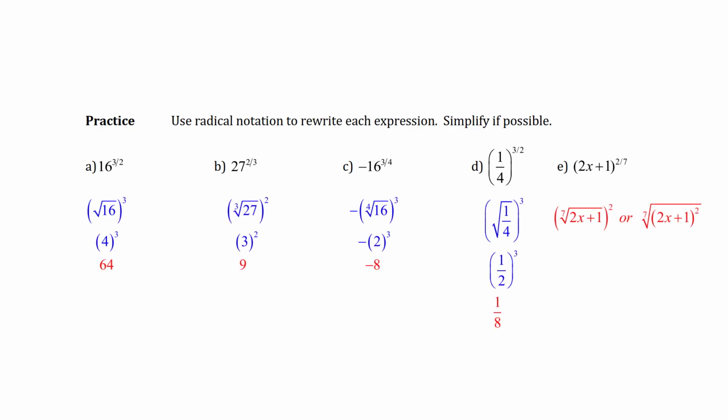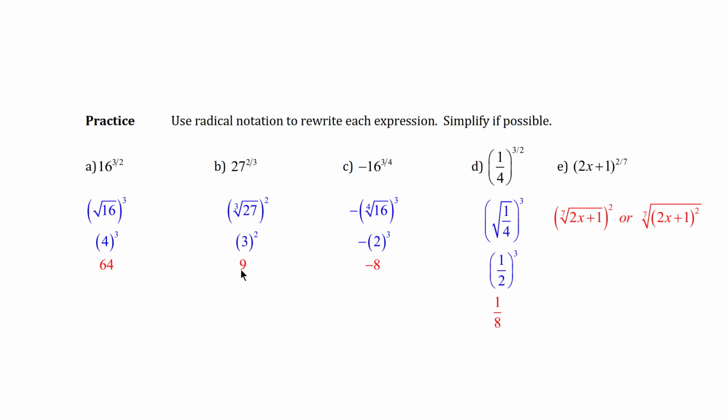Alright, so let's get started with part A. We could rewrite this in radical notation as parentheses, square root of 16, and then a cube on the parentheses. Taking the square root of 16, we get 4. 4 cubed is 64. For part B, we could rewrite this as parentheses, cube root of 27, and then a square on the parentheses. We could take the cube root of 27, which is 3.